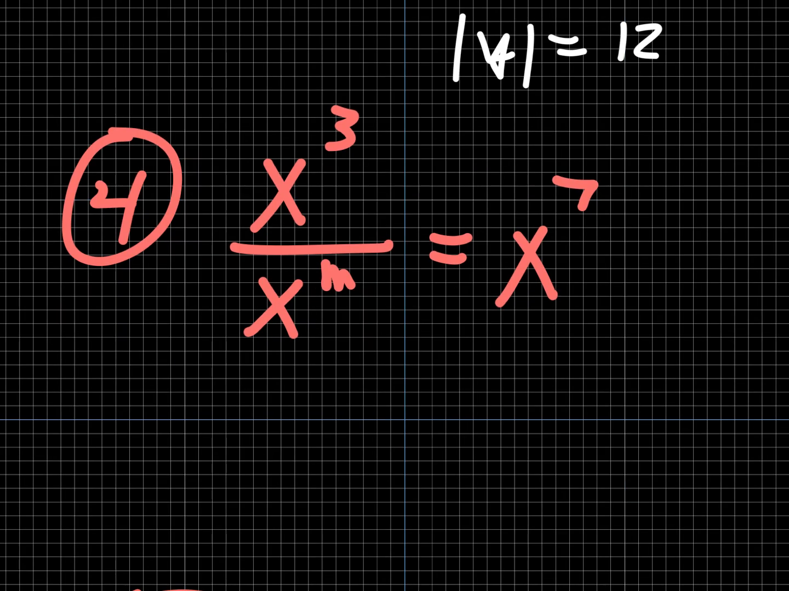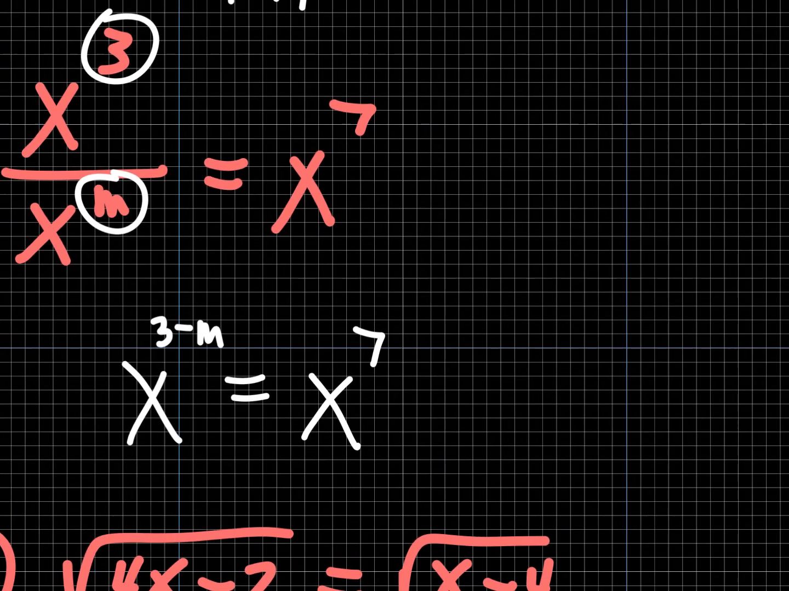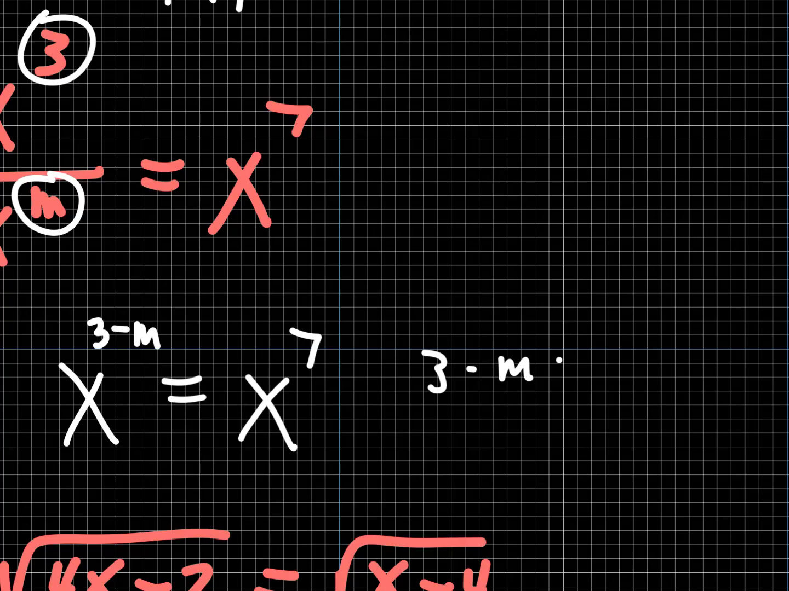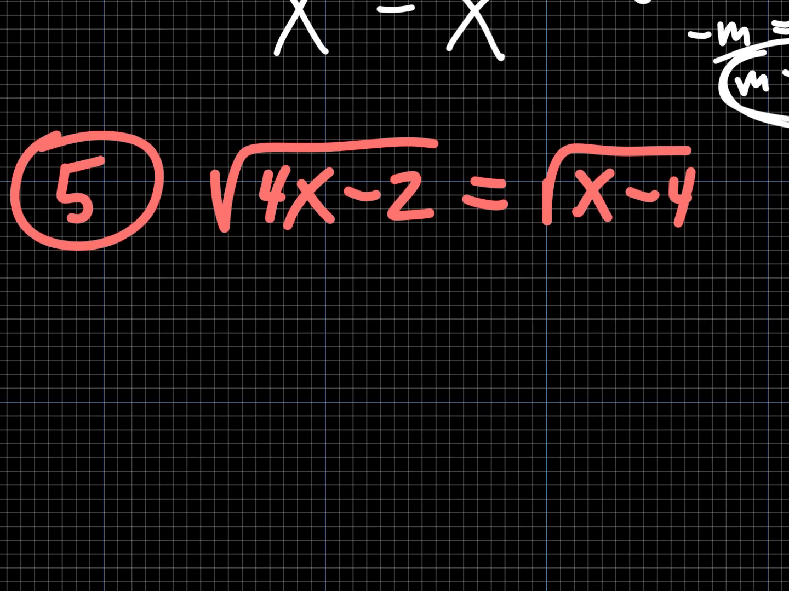All right, this next one. If you could just get them to both have a base of x, and you can. If you saw this, say this is x to the 3 minus m. See, because this minus this. And then 3 minus m must equal 7. So then I add or subtract 3 from both sides. Negative m is equal to 4. And then m equals negative 4. Who had negative 4 for that one? Okay, cool. And then this one.